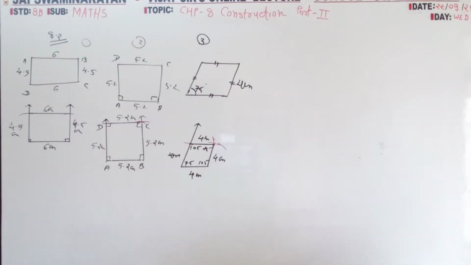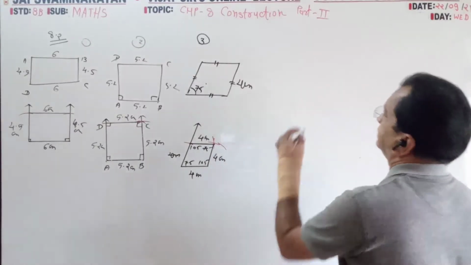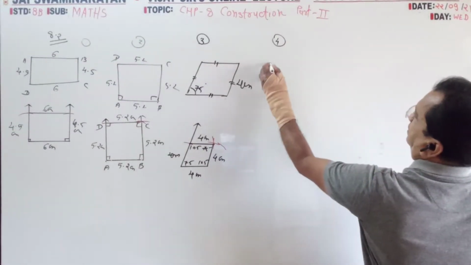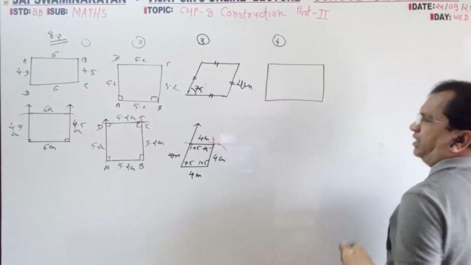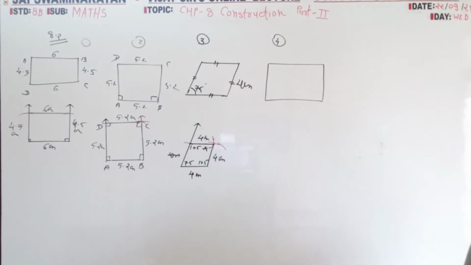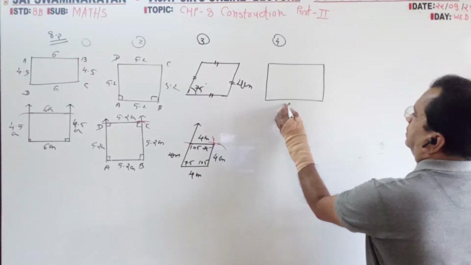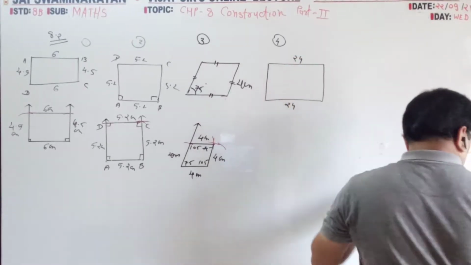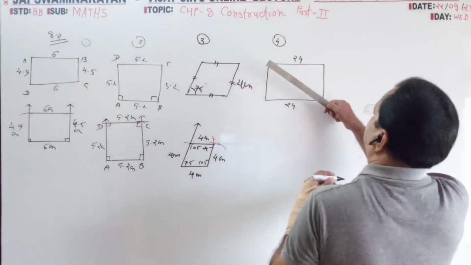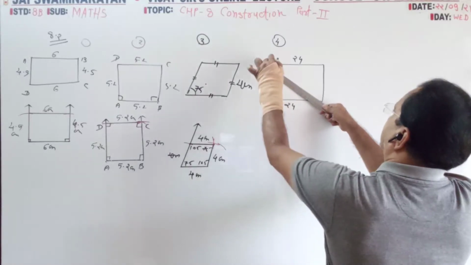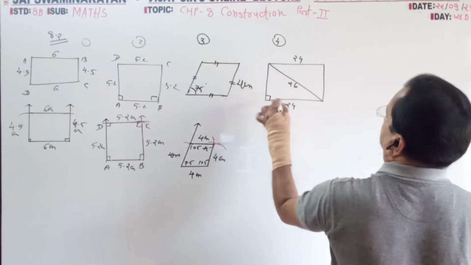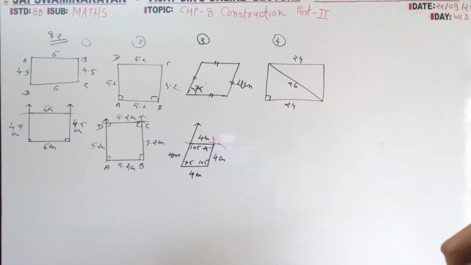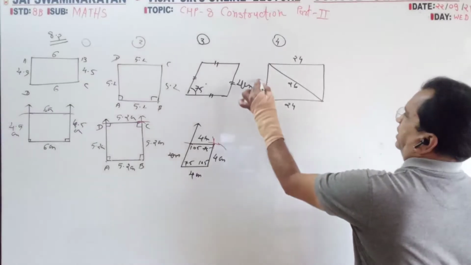Fourth one, rectangle. Rough diagram. Diagonal is given, one side is given: 24, and one diagonal 26 is given. Find the other side. This is x. So this is A, B, C, D.